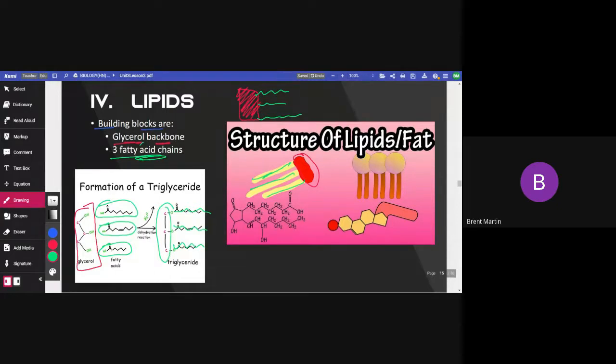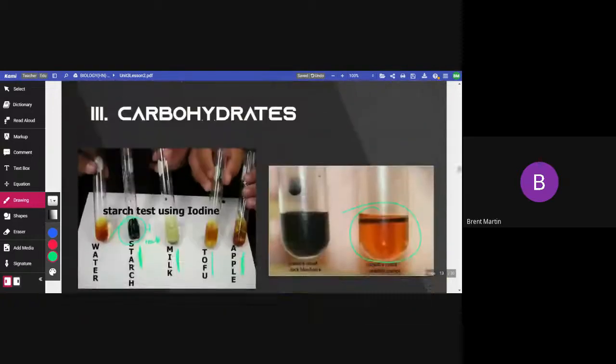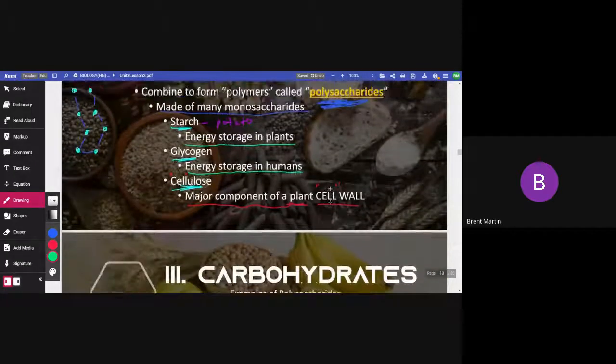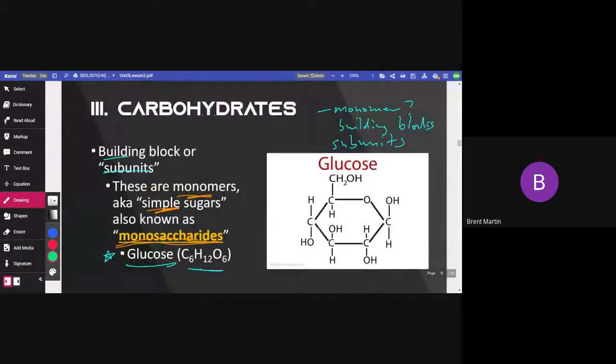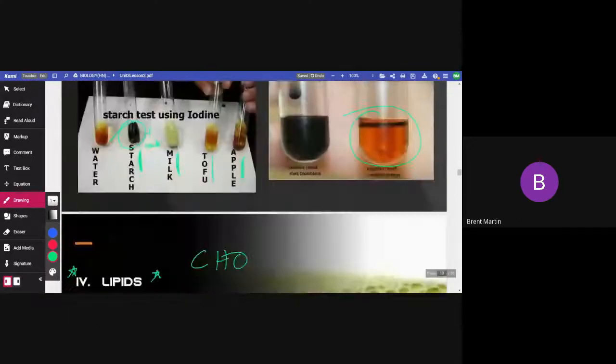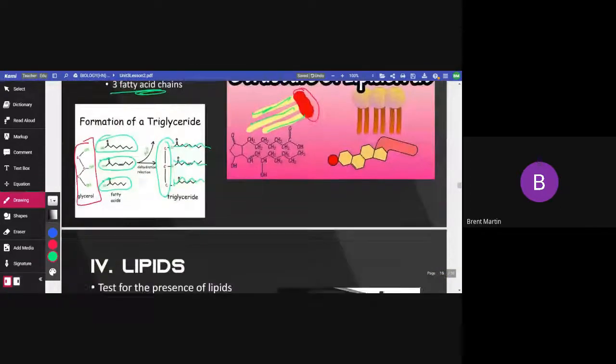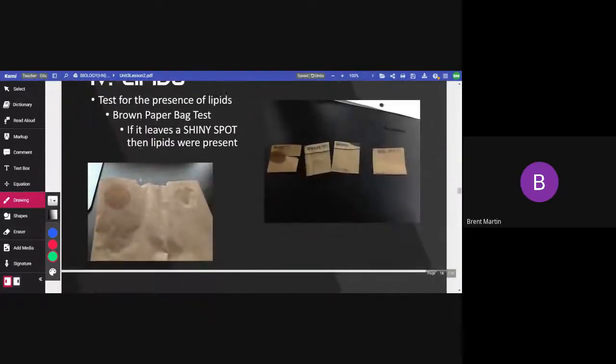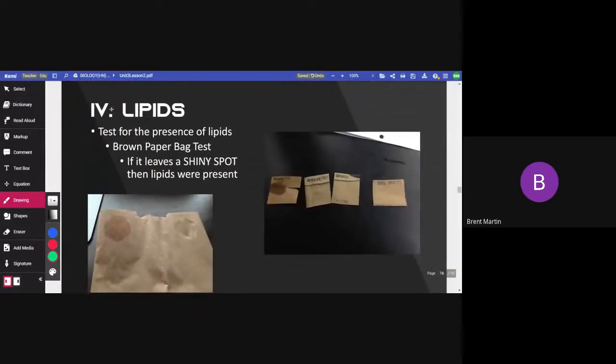So if you see something that looks like an E, then most likely it's a lipid. If you see something that looks like a ring structure, for example, like this one right here on the EOC, then most likely it would be a carbohydrate. Now, just like a carbohydrate has a test, lipids also have a test that will test for the presence of a lipid. It is called the brown paper bag test. If it leaves a shiny spot, then lipids were present.